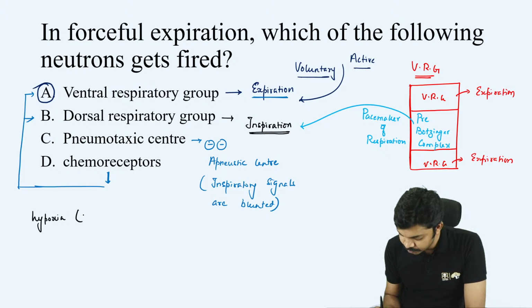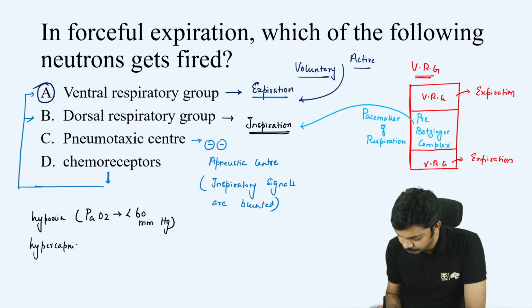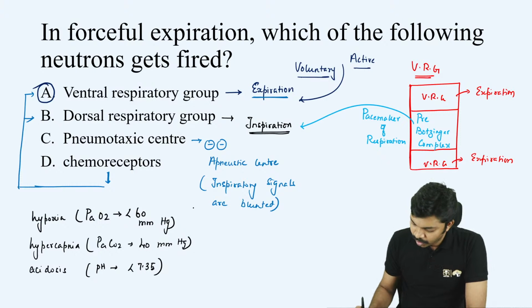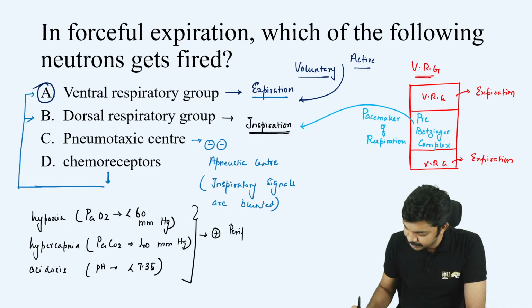Hypoxia, where partial pressure of oxygen is going to be less than 60 millimeters of mercury. Hypercapnia, where partial pressure of arterial carbon dioxide is going to be more than 40 millimeters of mercury. And acidosis, pH of arterial blood is going to be less than 7.35. All these factors are triggers for peripheral chemoreceptors.